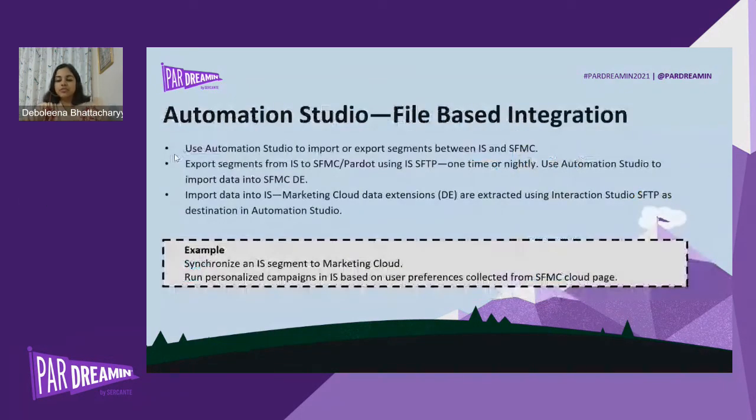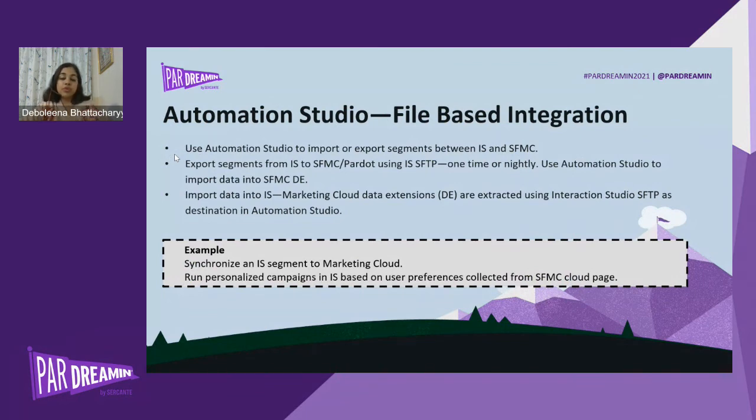Okay. We'll move on to the third use case that we have, which is an automation studio or a file-based integration. What this would allow you to do is you can import or export data between Interaction Studio and SFMC, or also between Interaction Studio and Pardot. Now, this would require you to have an FTP setup. And once you have that, you can move files from your source system to IS, or also export them from IS to SFMC or Pardot.